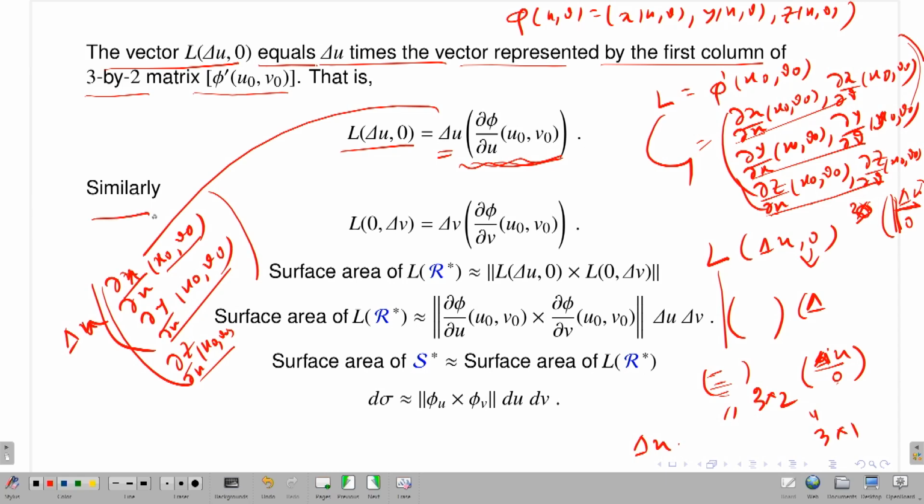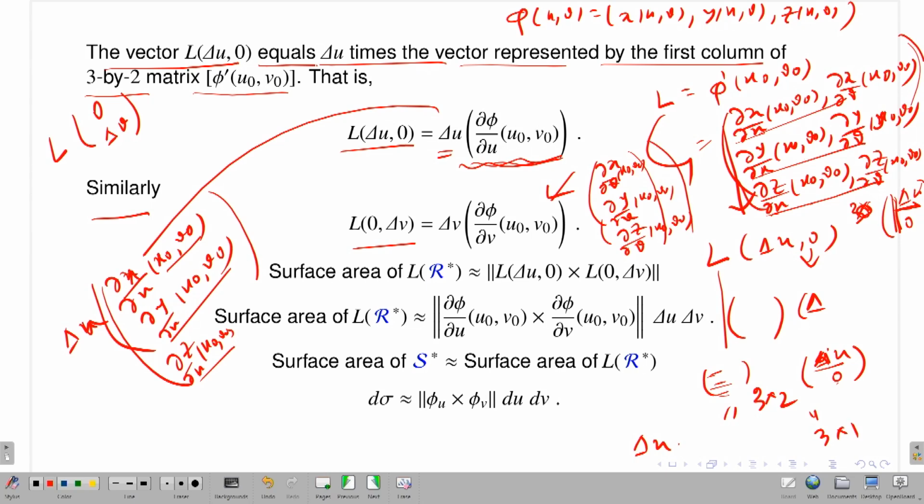Similarly, you can calculate L of (0, δv), because you know your matrix L is a 3×2 matrix, and it will act on (0, δv). Again, this portion will not survive, only this portion will survive. So this is nothing but δ times ∂φ/∂v, which you can write as (∂x/∂v, ∂y/∂v, ∂z/∂v). Of course, these are at the point (u₀, v₀); I am not writing it here.